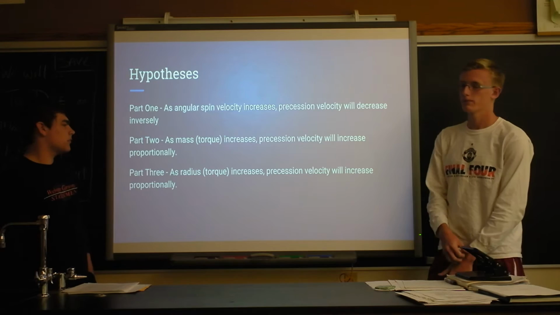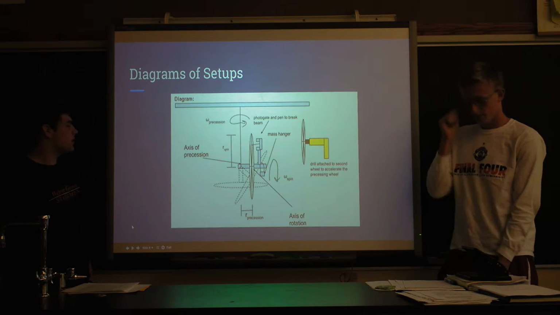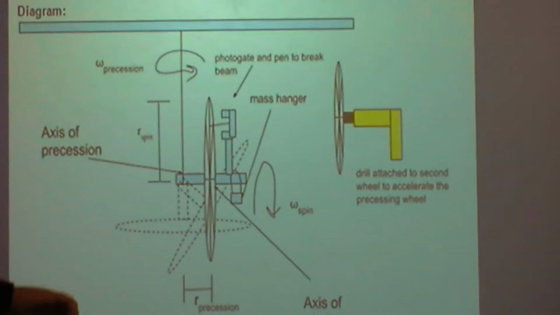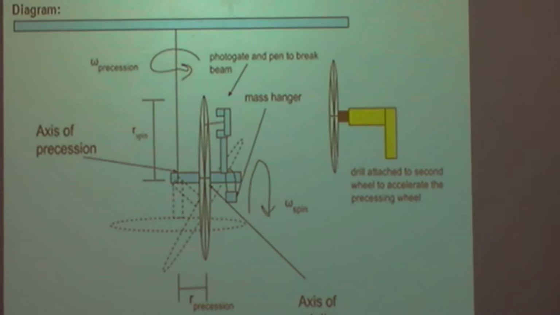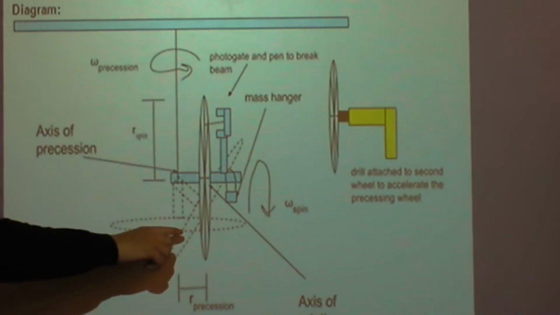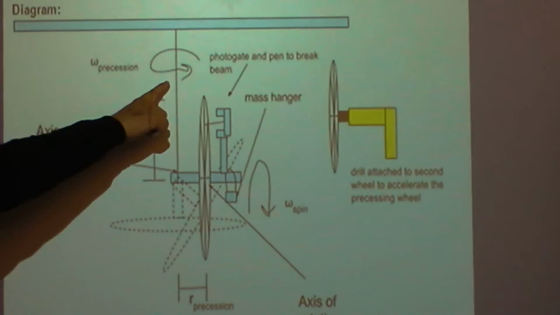Okay, so this is sort of a diagram. We started with it spinning, like we held it like this, and the wheel was like this, and Donovan had a drill that had its bit inserted into another wheel, so he spun the drill up, which spun the other wheel up that we're actually doing the testing on, and then we hooked it into the string that was hung from the ceiling right here. And then once we let go, it rotated in this direction, like that.